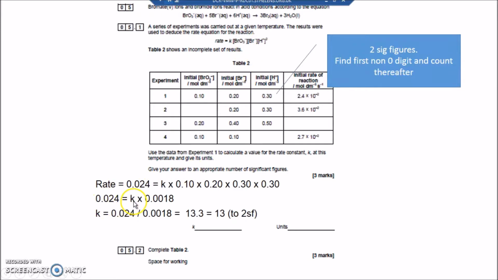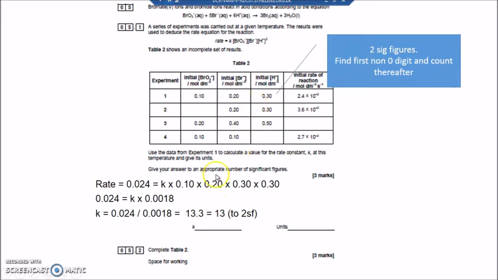So 0.024 equals K multiplied by 0.0018. I'd multiply all those out first of all and get your number here, and then K equals 0.024 divided by 0.0018 equals 13.3, and I've put it to 2 significant figures by rounding it down to 13.